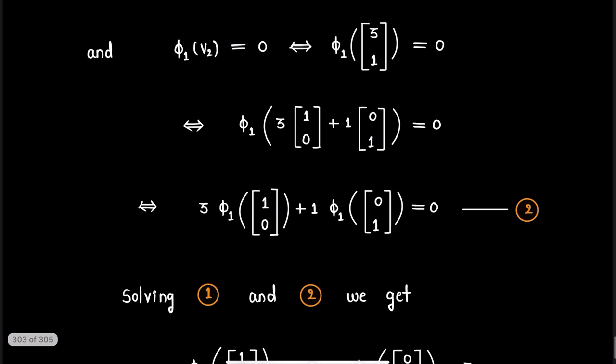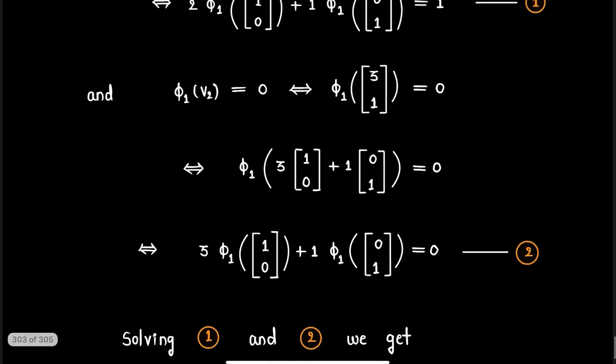Next we have the image of vector V2 under phi1 will be 0, that is, the image of vector (3, 1) under phi1 will be 0. Again this (3, 1) can be written as 3 times vector (1, 0) plus 1 times vector (0, 1). So we get this. Also again phi1 is a linear transformation, so this can be written as 3 times the image of vector (1, 0) under phi1 plus 1 times the image of vector (0, 1) under phi1 equals 0. Call this expression 2.